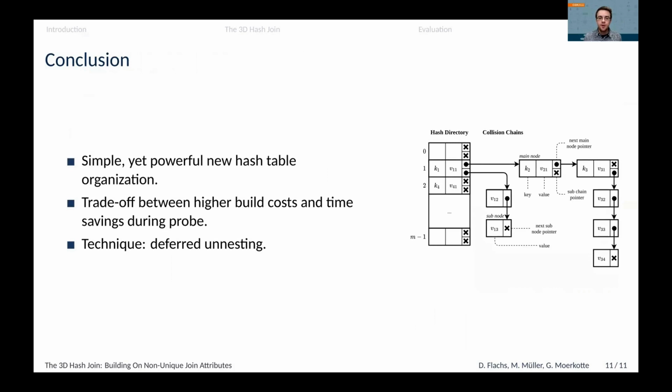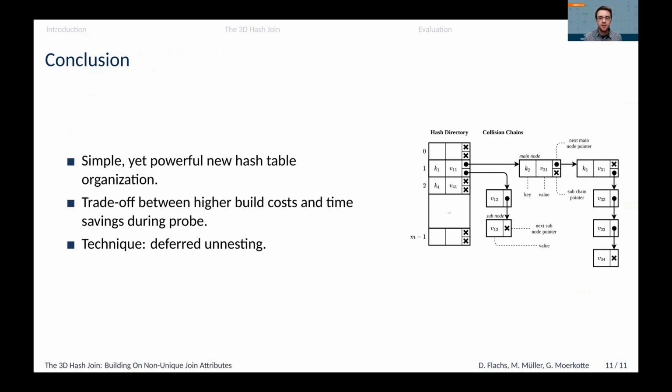To conclude, we proposed a novel hash table organization that is simple but also powerful in case of duplicate build keys. Higher build costs can pay off if fewer main memory accesses and predicate evaluations are necessary during the probe phase, especially in the presence of duplicates due to data skew.